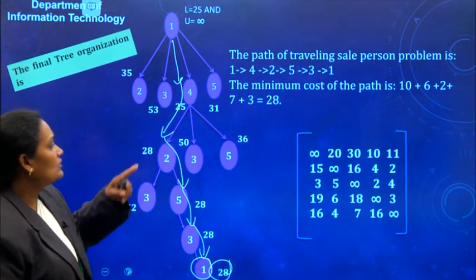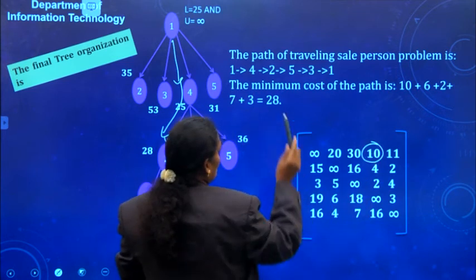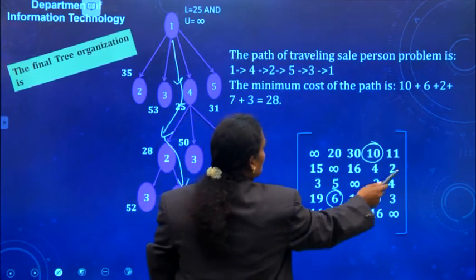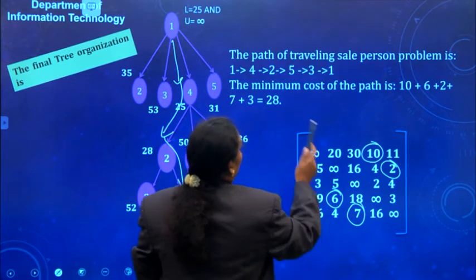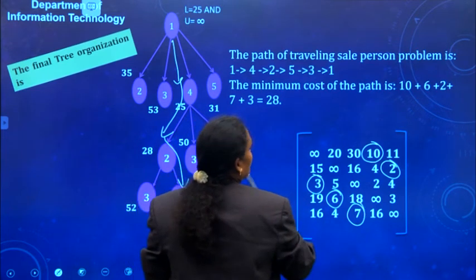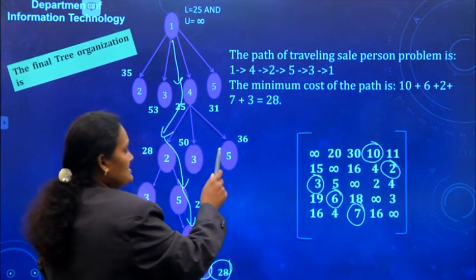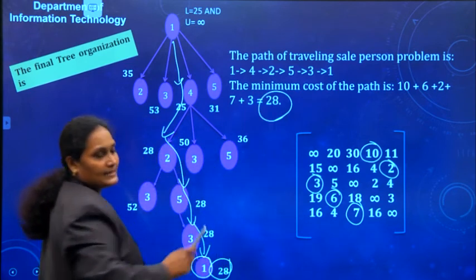What is its cost? 1 to 4 is 10. Next, 4 to 2 is 6. 2 to 5 is 2. 5 to 3 is 7. And 3 to 1 is 3. 10 plus 6 plus 2 plus 7 plus 3. By adding all these values, you will get the cost as 28.